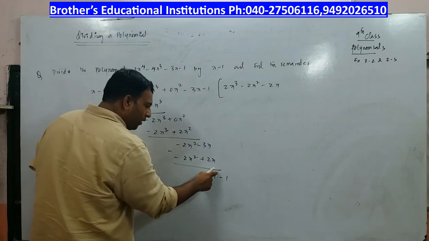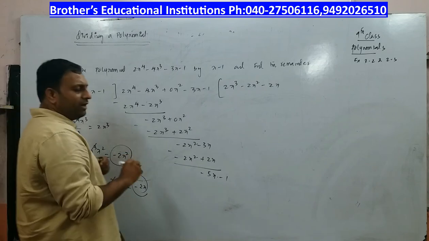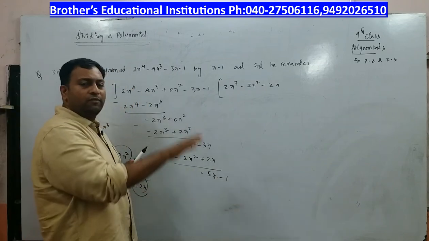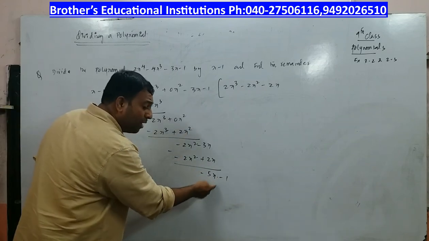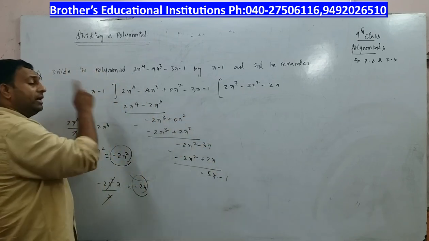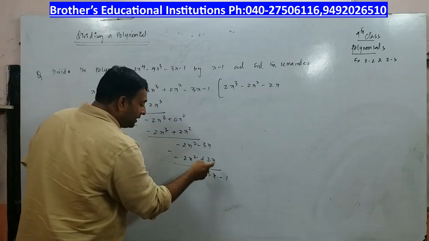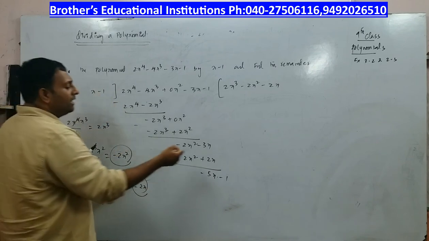What is the degree here? 1. What is the degree here? 1. Still the division will continue. The division will truncate, or the division will stop, only when the degree of the remainder is less than the degree of the divisor. I repeat. The degree of the remainder is less than the degree of the divisor. Then the division will truncate.